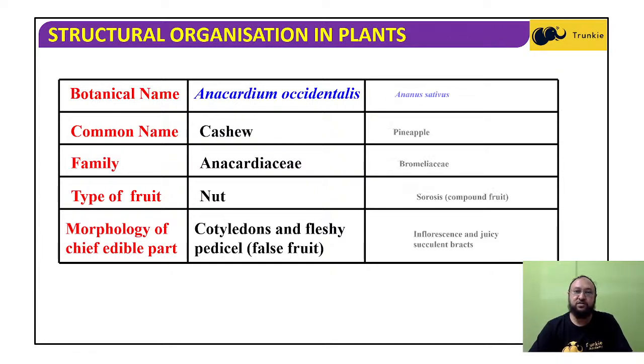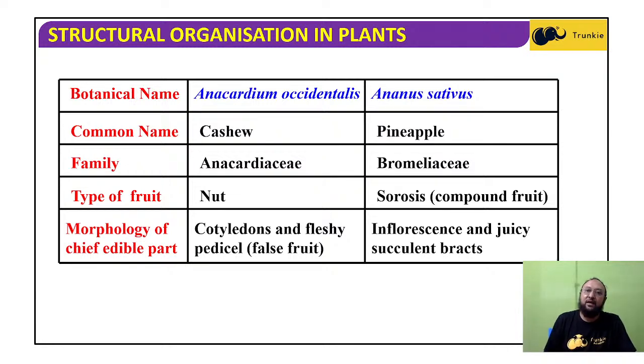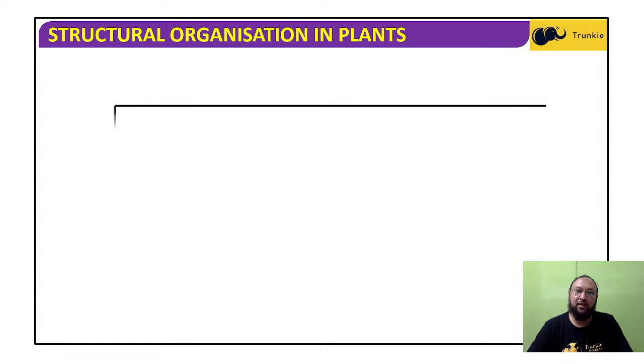It's a false fruit. Ananas sativus, pineapple, family Bromeliaceae. The bromelain compound is present in this fruit, so the name is Bromeliaceae. The type of fruit is sorosis, a compound fruit. The inflorescence and juicy succulent bracts are eaten as the edible part.